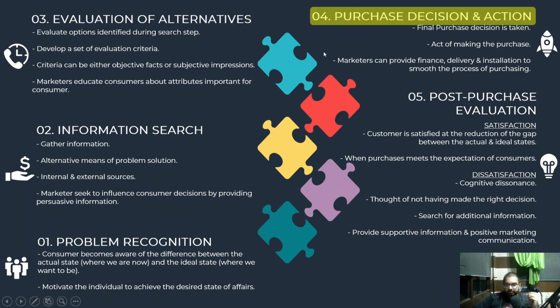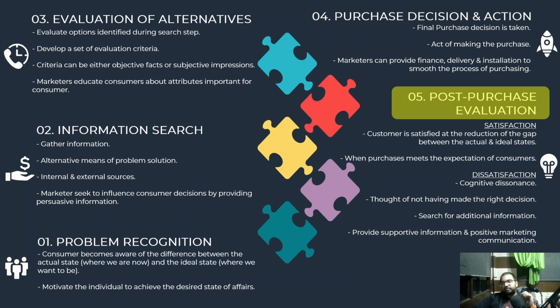The fourth stage of the consumer buying decision process is that once you have evaluated all the alternatives, you will boil down all those alternatives to a final decision. That is, you are ready to buy the product. The act of making the purchase is done. So, what can a marketer do in this stage? The role of the marketer is to smooth the process of purchasing. If the consumer does not have the proper amount of money, then the marketer can finance the product for him, or the marketer can provide home delivery, or the installation process could be sorted out. So the role of the marketer is basically to smooth the process of purchasing.